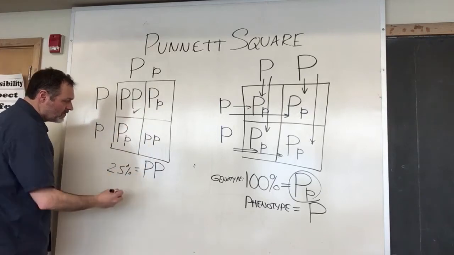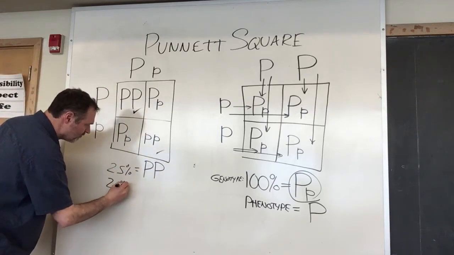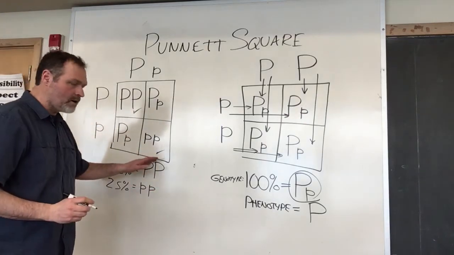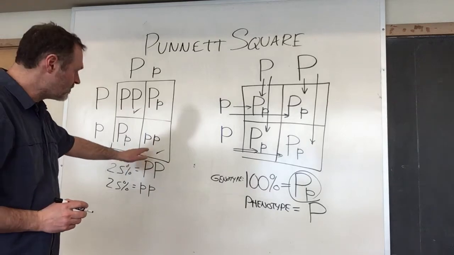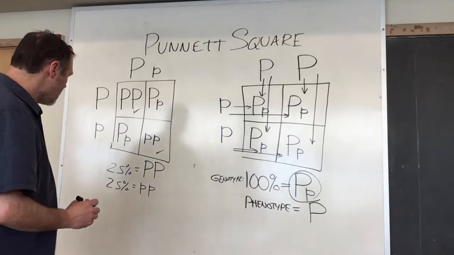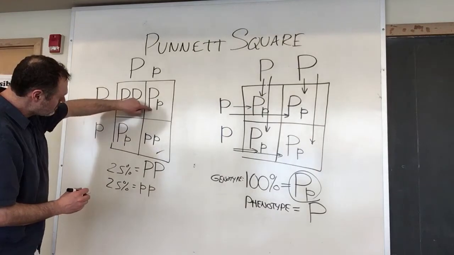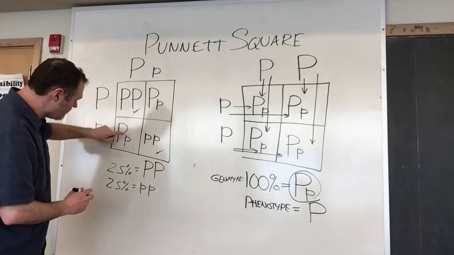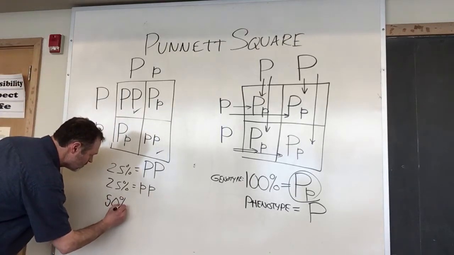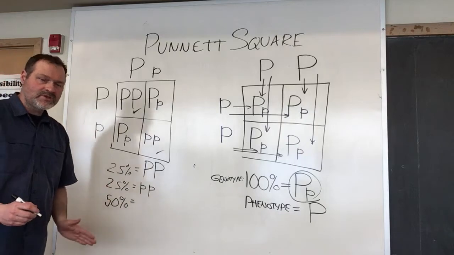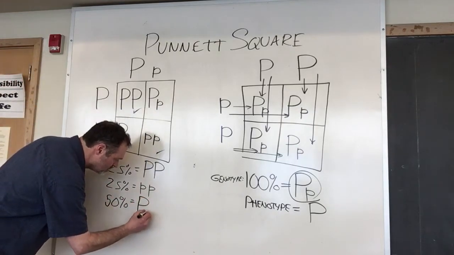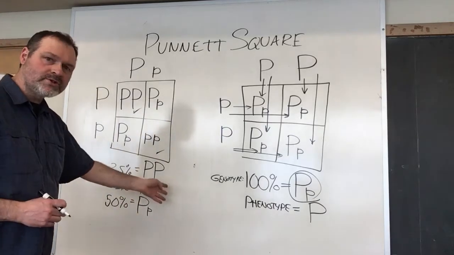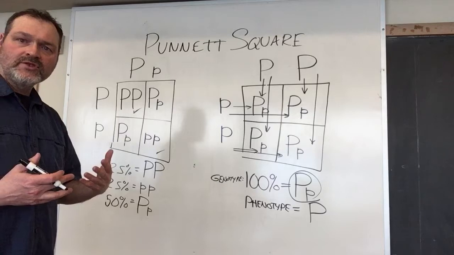That's this one. There's also a 25% chance you're going to get the genotype lowercase p, lowercase p, or homozygous recessive, purebred recessive, okay? And then these two are each 25%, so we add them together. 25% plus 25% equals 50%. So there's a 50% chance that you're going to get the genotype capital P, lowercase p, okay? Those are the percentages of genotypes.